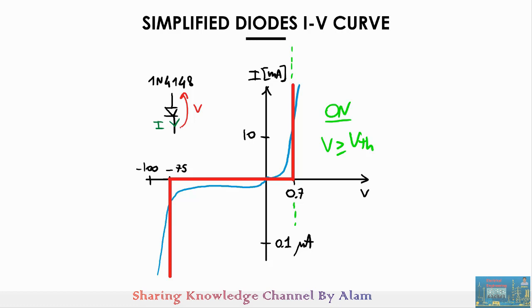The OFF region is the region in which the current is equal to zero, which goes from the reverse voltage, which is minus 75 in this case, up to the threshold voltage, 0.7 volt. So the OFF region is this one.